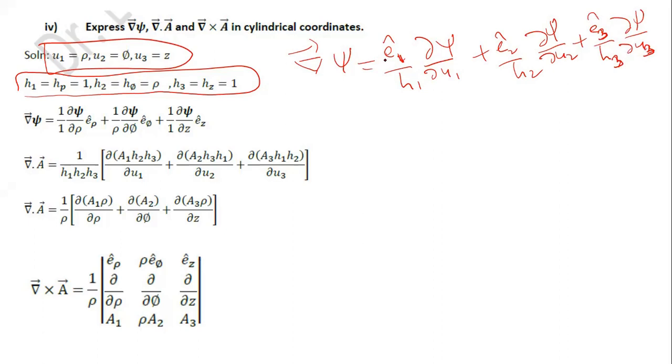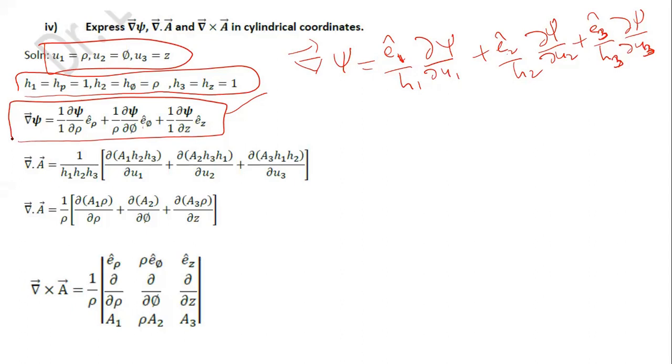So just substitute e1 as e rho cap, e2 as e phi cap, e3 cap as your e z cap. In place of u1, you simply put rho, u2 you put phi, u3 you put z. In place of h1, you put h rho, which is 1. In place of h2, you put h phi, which is rho. In place of h3, you put h z, that is 1. So simply put all these scale factors and the coordinate variables, and this is your gradient of psi in the cylindrical coordinate system.